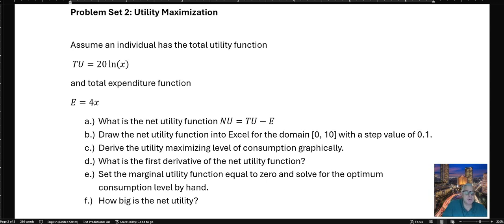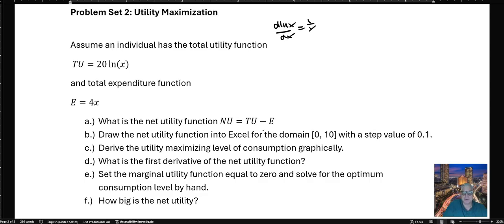All right, let's do the second problem set, which is about utility maximization. We have a utility function which is equal to 20 times the log of x. So this time we have a function with the log, and this behaves very similar to a function that involves the square root. The most important thing is that when we derive it, the change in the log of x with respect to dx is simply 1 over x.